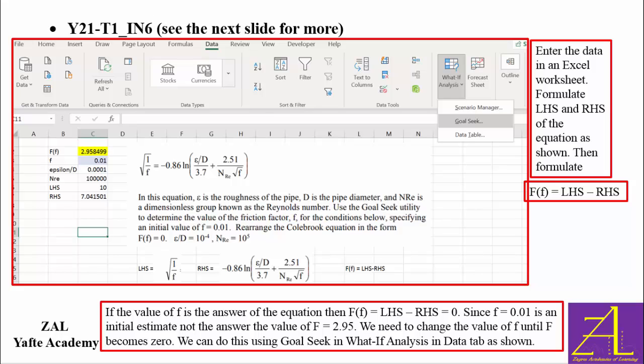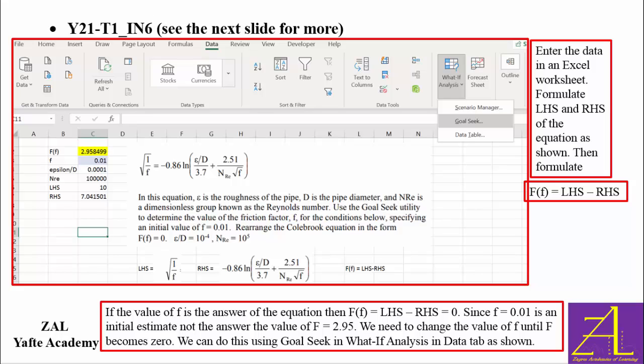The items on the sides of the equation are defined as left-hand side LHS and right-hand side RHS. We formulate LHS and RHS as shown. Since friction factor F, which is the unknown in the problem, is also an item in LHS and RHS, we need to assume an initial value for it. As you see, for the friction factor F, in the blue cell, a value of 0.01 has been assumed.